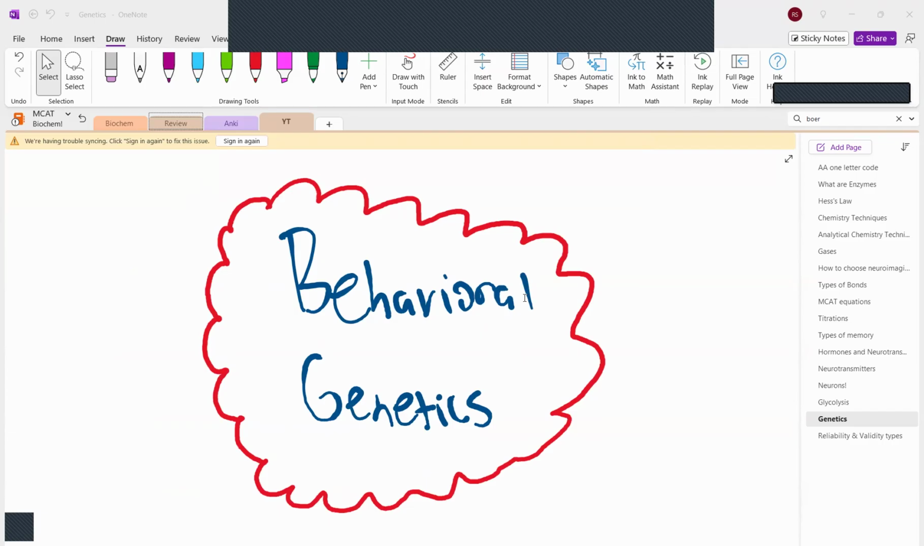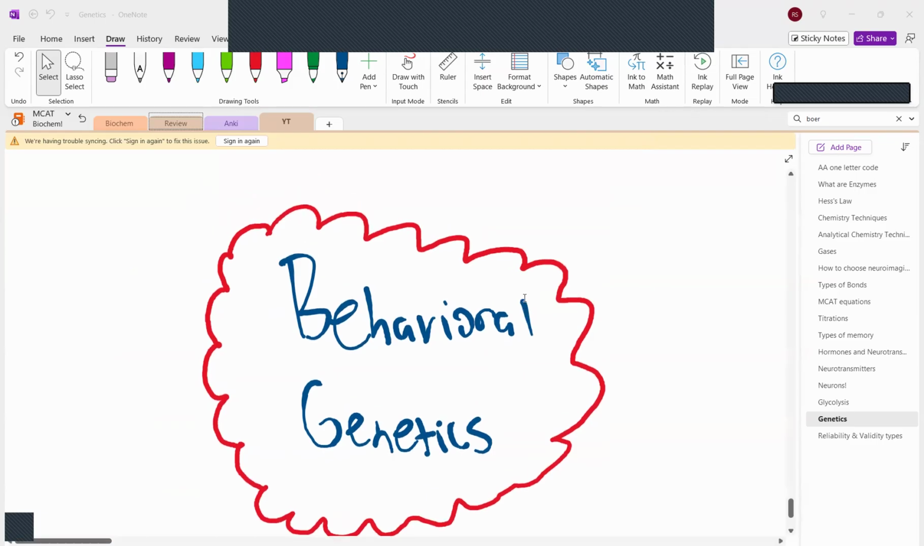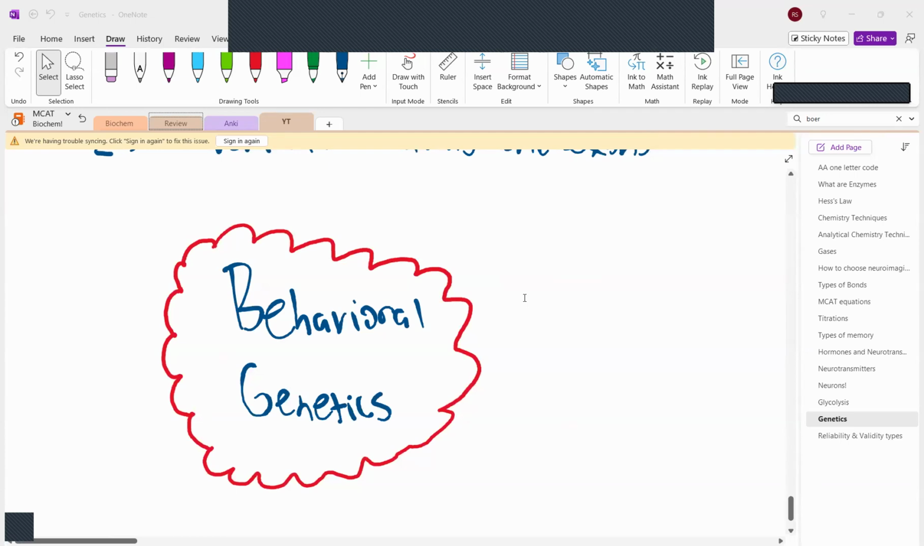And there's a lot of important stuff in here that's also relevant to the psych section of the MCAT, as well as for the biology section of the MCAT. So without further ado, let's get into it.